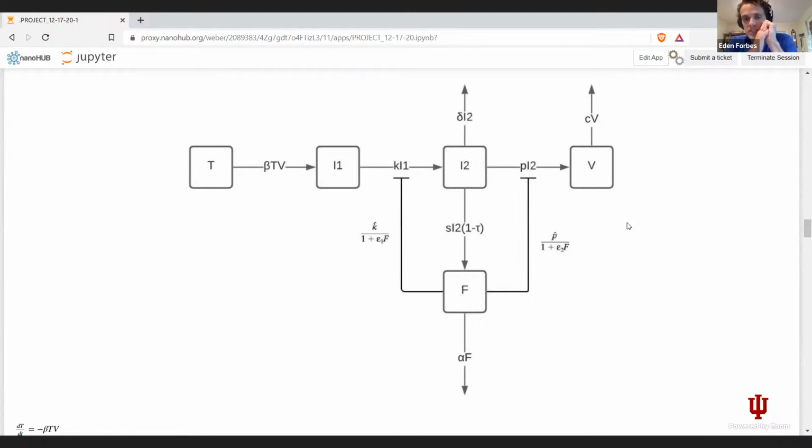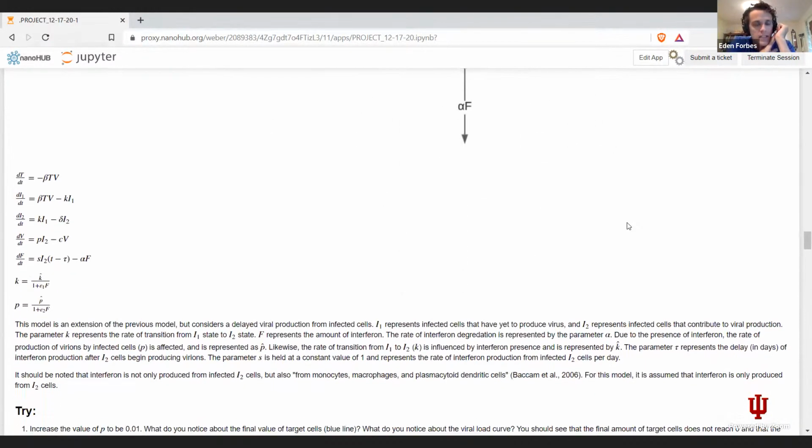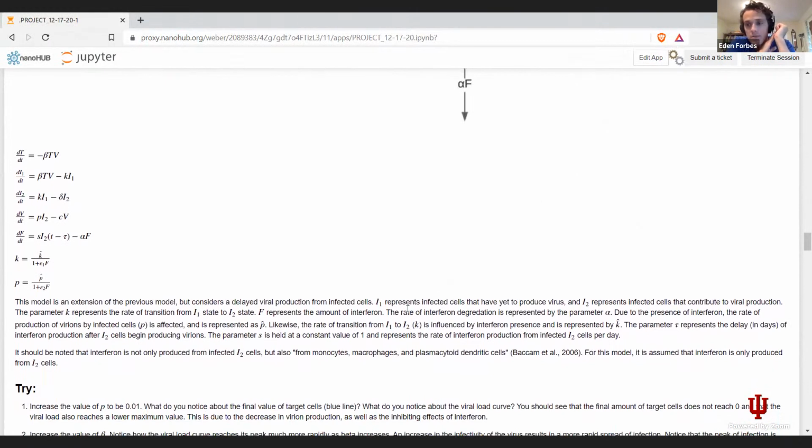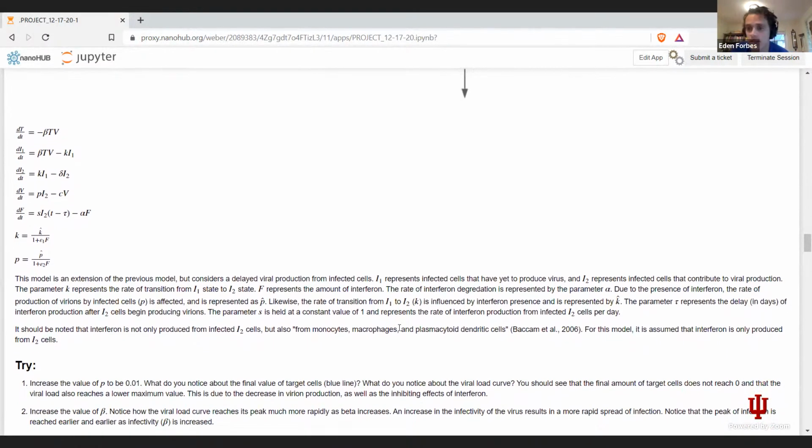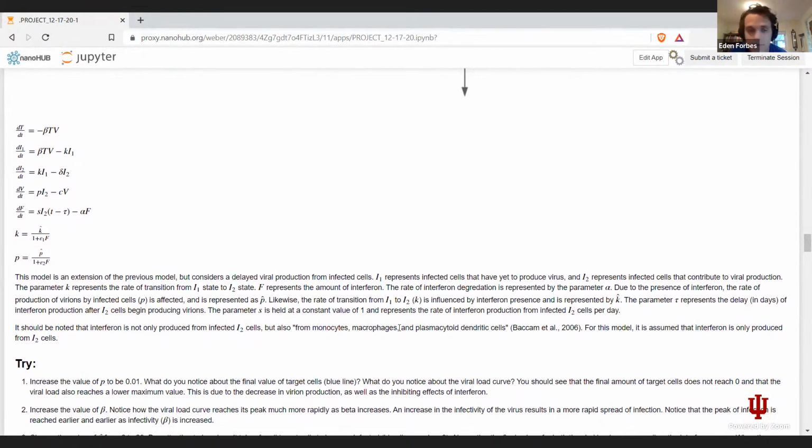Otherwise, it's pretty similar. Connor, if you scroll down, you can see now we've made the system 5-dimensional instead of 3-dimensional. And they show their derivations of K and P here, which are constants from before that they're altering to account for that interferon amount, which is shown in the denominator of both. And this is also, again, from the same paper from before.